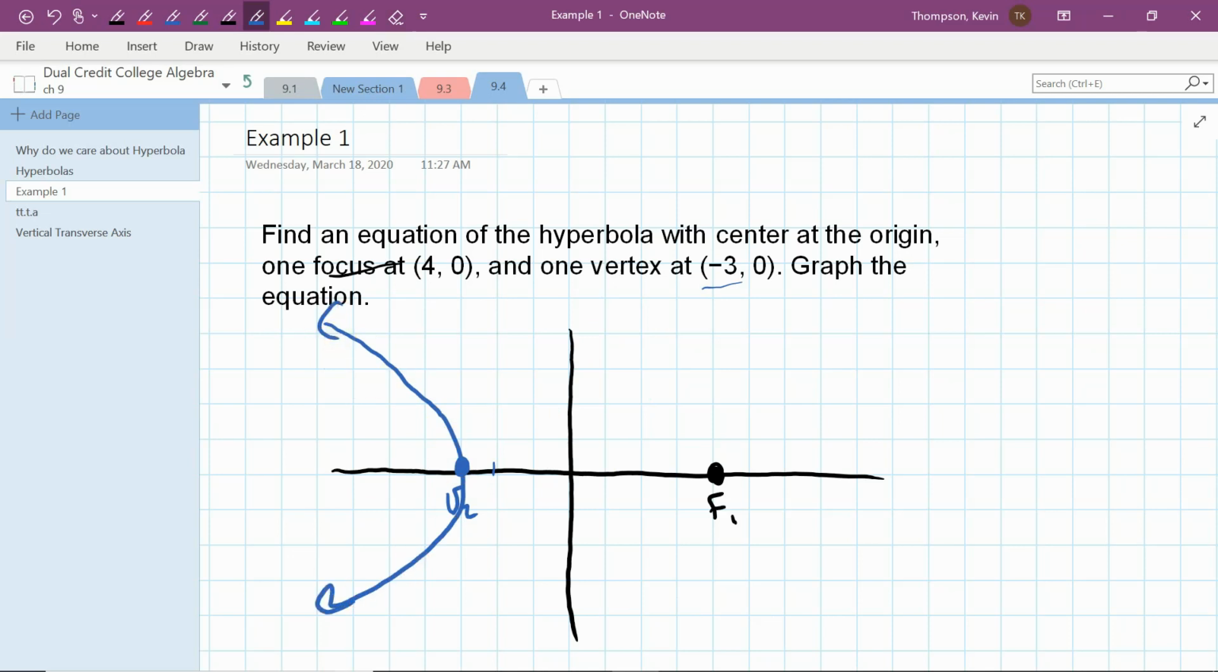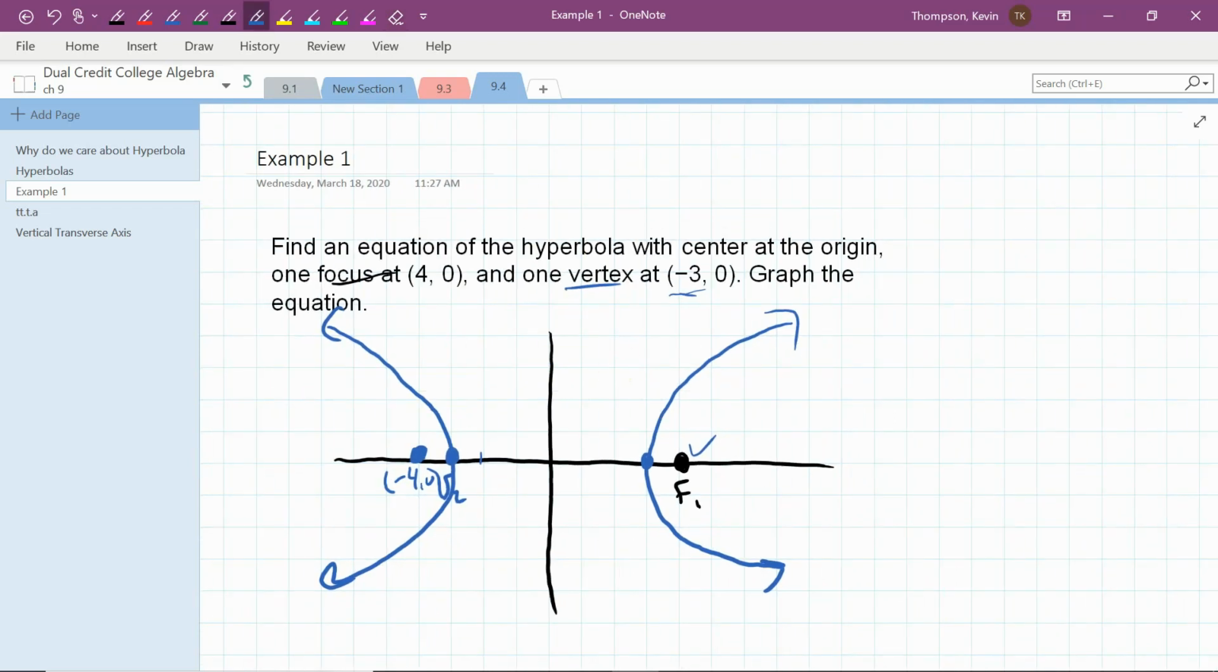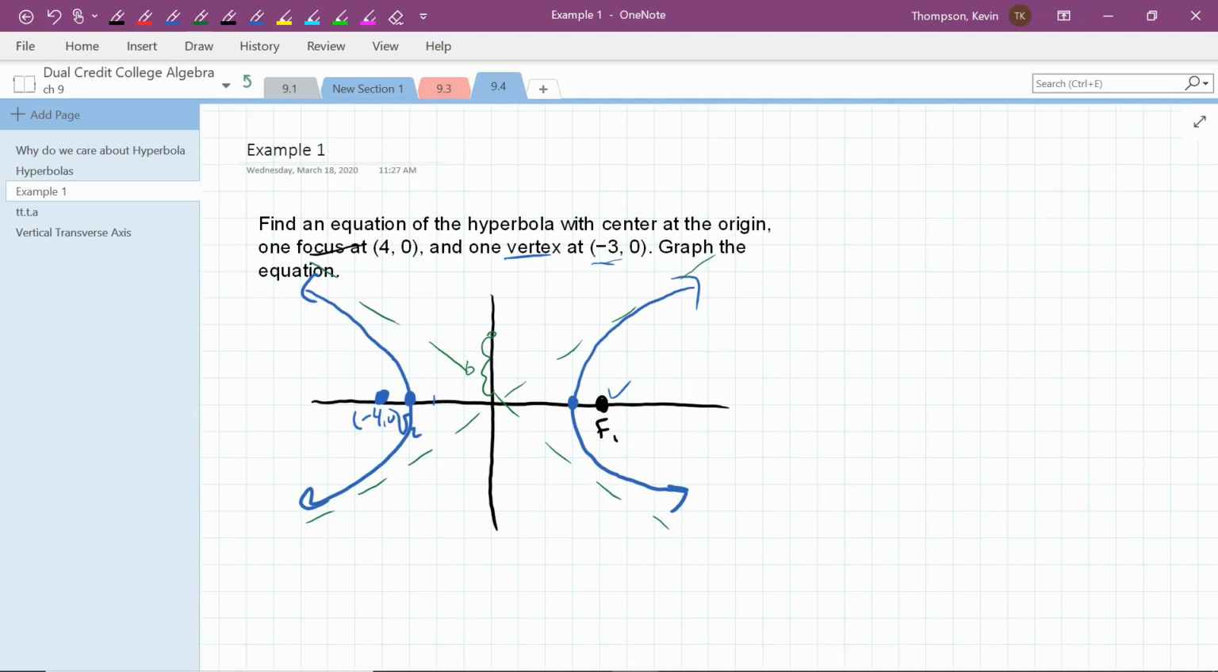And because of that, there's symmetry, which means if there's a vertex at (-3, 0), there is one at (3, 0). And that's going to put the focus on the inside. If there's a focus at (4, 0), then there should be one on the other side as well, also inside. So that would be (-4, 0). Okay. Now for this problem, there is some b value up here, which I don't know right now, which is defining these asymptotes for the hyperbola. We're going to figure out what that is in a second. So here's a rough sketch of it.